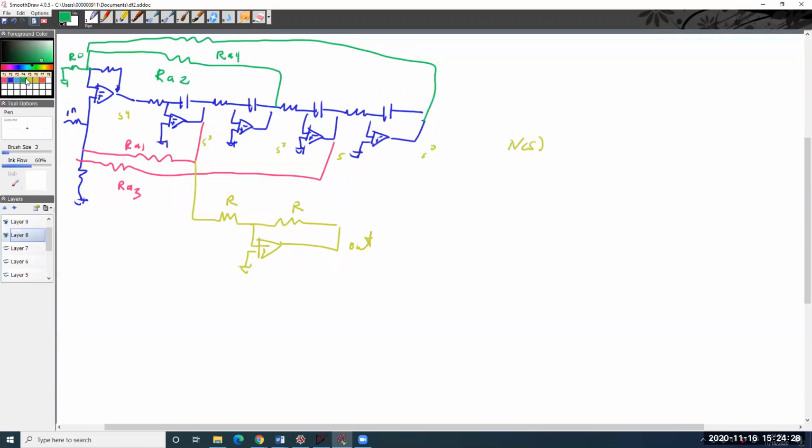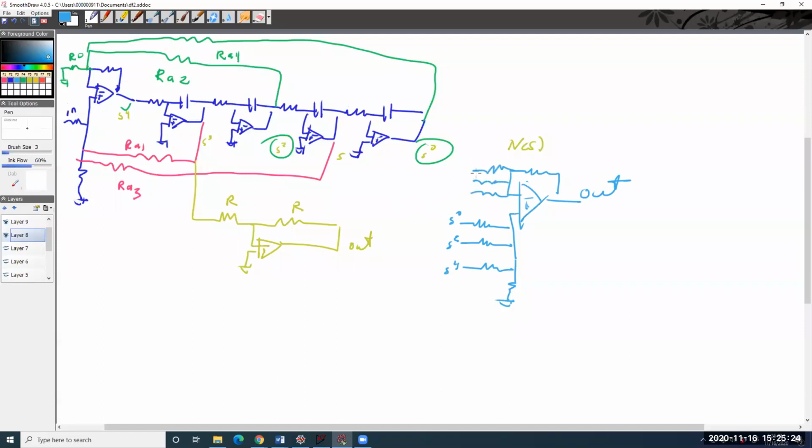Now, the other one, there was an S to the fourth, there was an S to the 0, and there was an S squared, so we have to sum that, so we need a summer. So I just draw out the summer. These are all even, so they don't need inverting. And let's just call that the S0 node, the S squared node, and the S fourth node. 1, 2, 3. I need to balance it. 1, 2, 3.